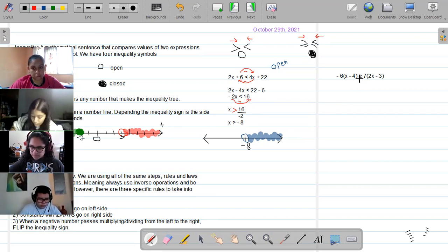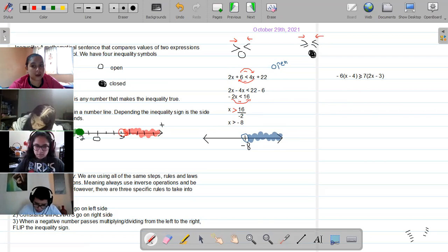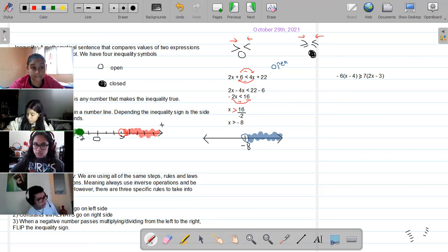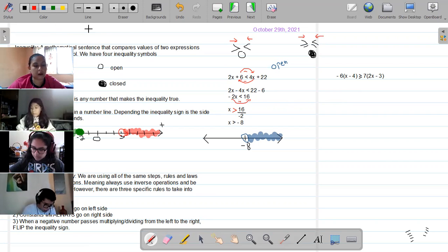Now, exercise 2. Negative 6 parenthesis x minus 4 close parenthesis greater than or equal to 7 parenthesis 2x minus 3. What is the first step for us to solve this exercise? Distributive property, exactly. Why? Because we have parentheses. Remember, whenever we have a parenthesis, it tells us that our very first step is to do distributive property. Not add or subtract or anything, solve the distributive property. So that's what we're going to do.